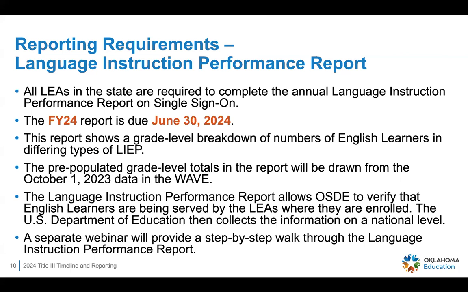The pre-populated grade level totals that you will see in the report will be drawn from the October 1st, 2023 data in the WAVE. The language instruction performance report allows OSDE to verify that English learners are being served by the LEAs where they are enrolled. The U.S. Department of Education then collects the information on a national level.